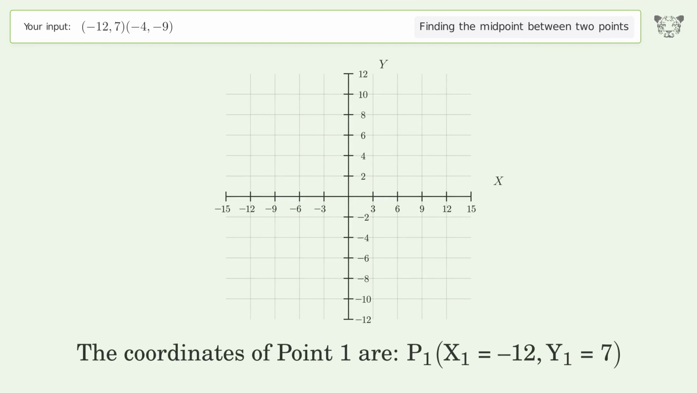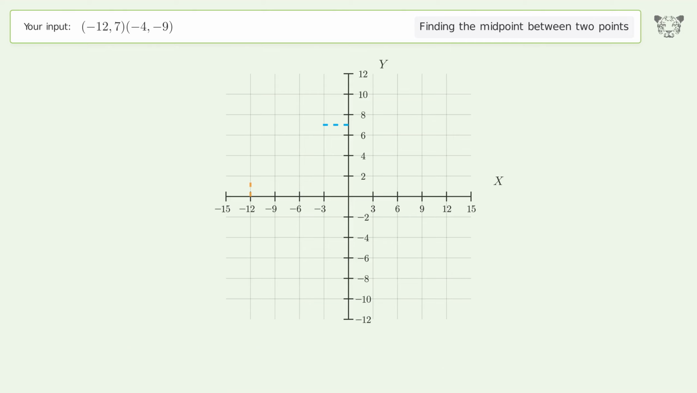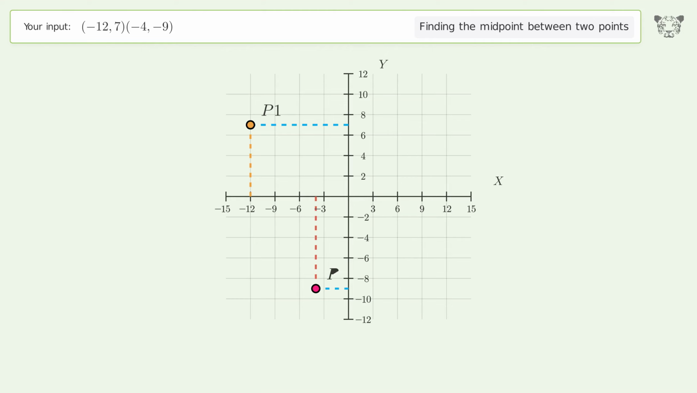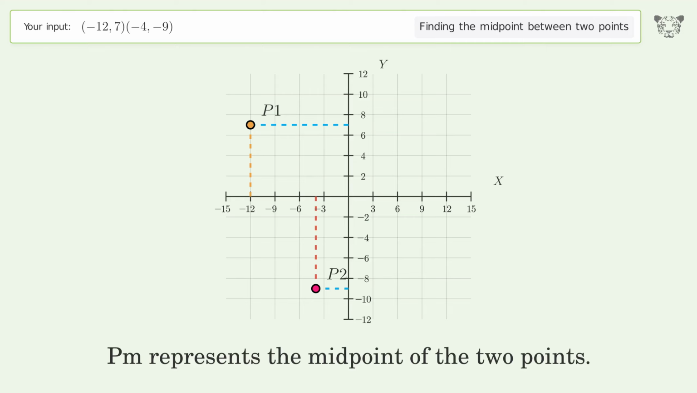The coordinates of point 1 are, x1 equals -12, y1 equals 7. The coordinates of point 2 are, x2 equals -4, y2 equals -9. PM represents the midpoint of the 2 points.